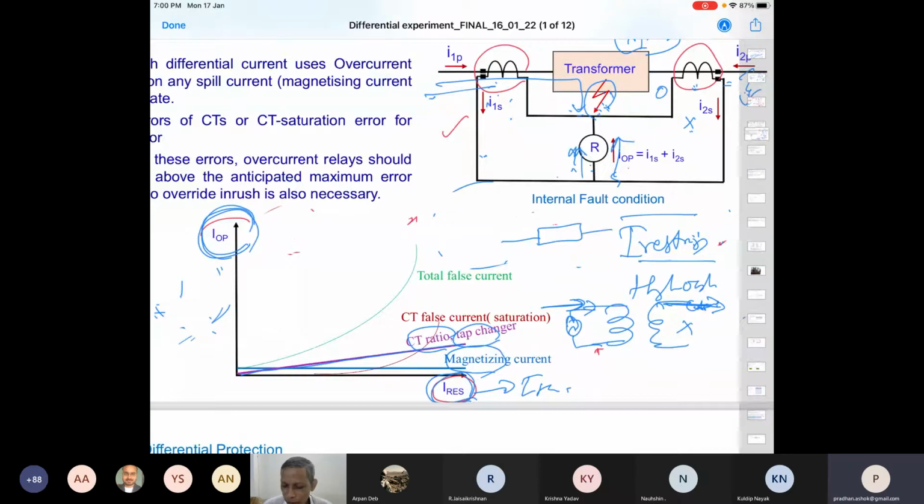So this is the equivalent impedance of the transformer, Z, the leakage impedance, and the current is flowing through this. But for an internal fault, the current will be here somewhere, some percentage here, some percentage here.